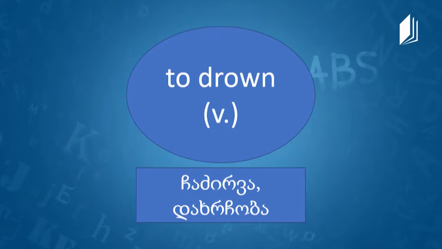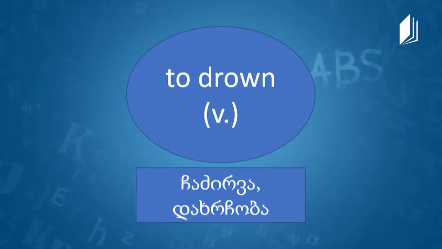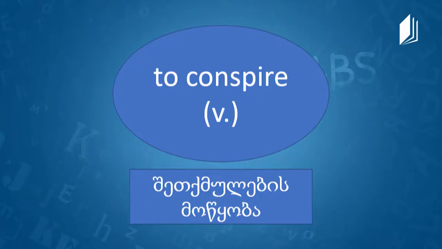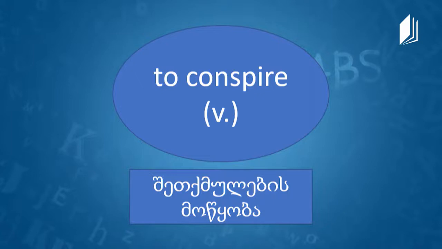Our next verb is to drown. This is to die under water or to suffocate in liquid. Our next verb is to conspire. This is to agree together with someone else, especially secretly, to do something wrong, evil, or illegal.